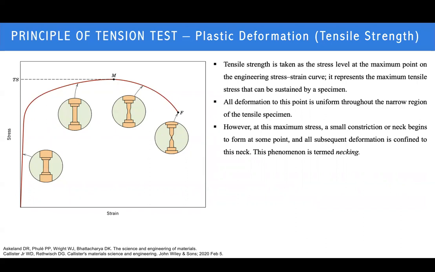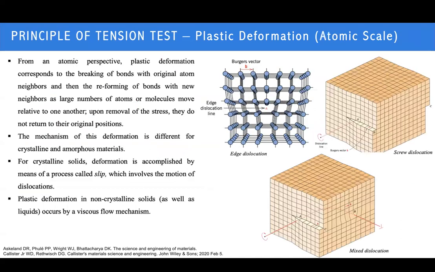So the whole deformation is going to be localized at the necking point, clearly, and then it's going to break down at the final point, which I will call the fracture point. Okay, so let's talk about what's going to happen when we do the plastic deformation at the atomic scale.